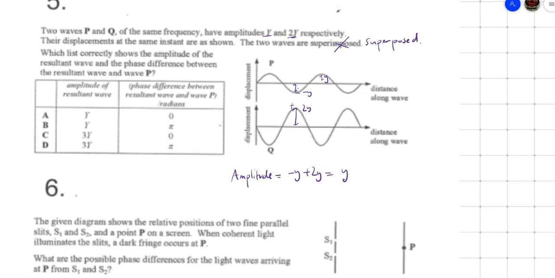So you've got two options there, and then you know that for us to get antiphase, if I do the wave like this, you can see that the wave is shifted by pi in this particular case. So the answer is going to be B here.